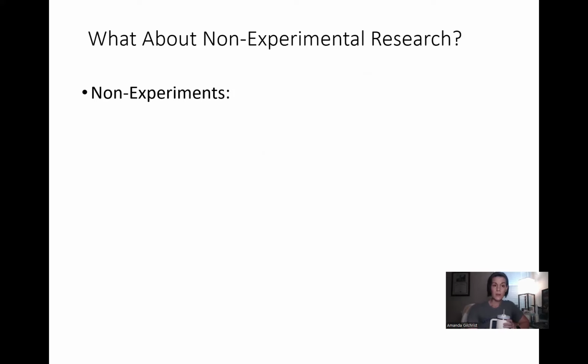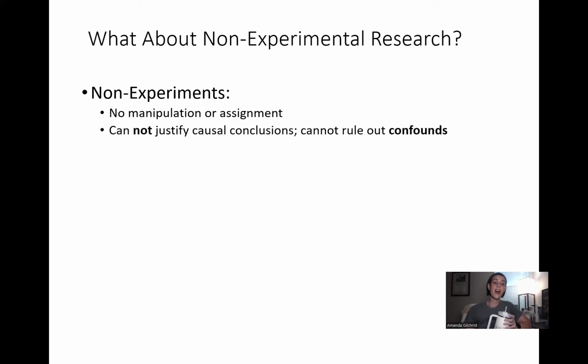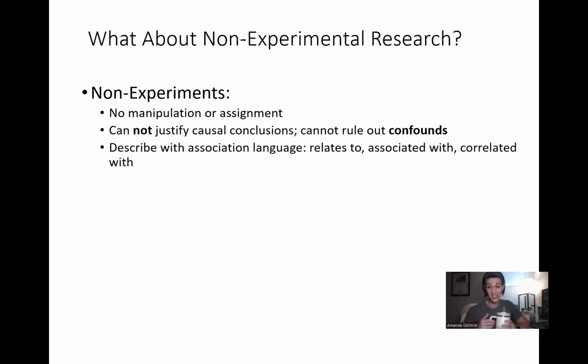Now, what about non-experimental research? So here, we have no manipulation of variables. Maybe we're only measuring something and we're not assigning people to conditions. And because we're not manipulating anything, because we are only measuring, we cannot justify causal conclusions, and potentially we don't have the ability, through lack of random assignment, to rule out any of those confounds. So we're often going to describe this with association language. We can say they're related, we can say they're associated, we can say that they're correlated, but you're never going to hear us say cause-effect language.